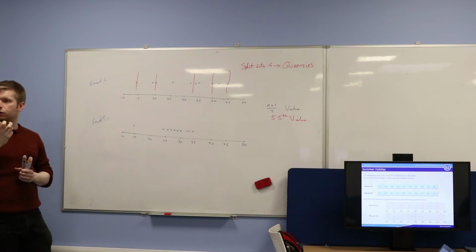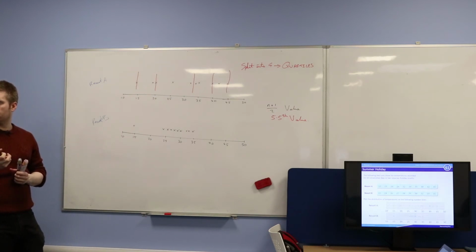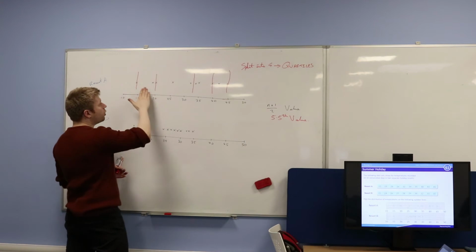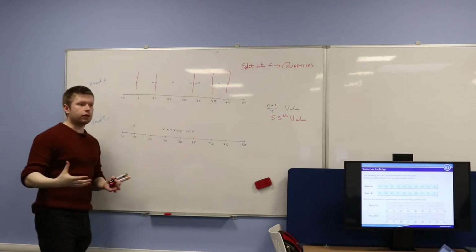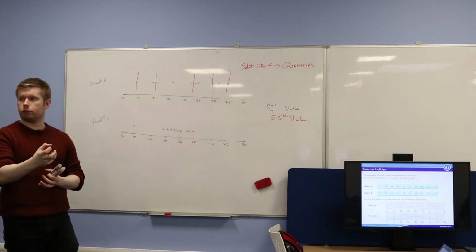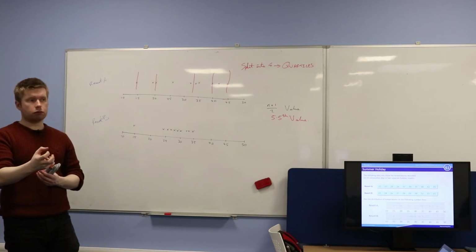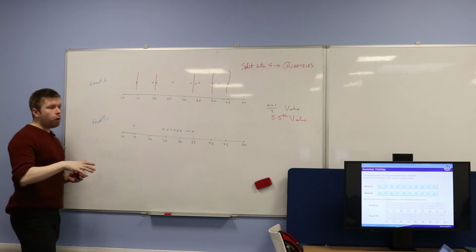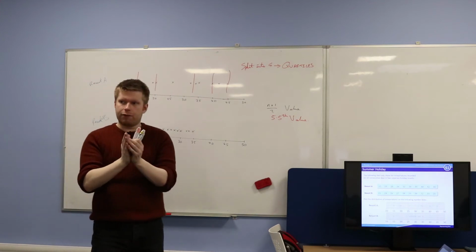I've split my data into 4 equal parts. Yeah? What I mean by equal is that we've got the same number of data points in each of these quartiles. Make sense? Yeah? Okay. So therefore, I need to have a look.